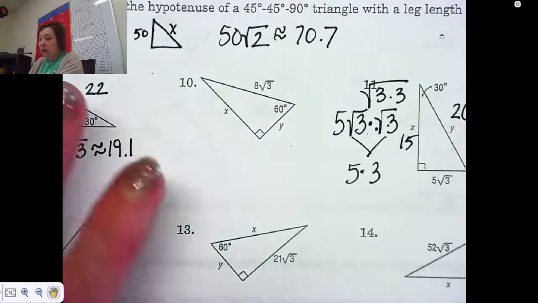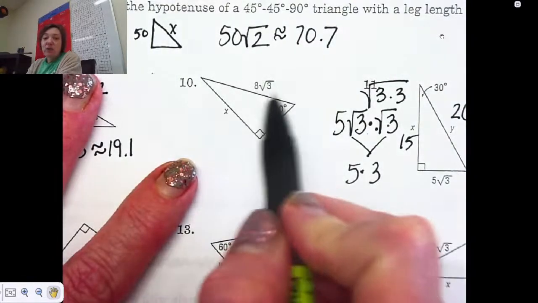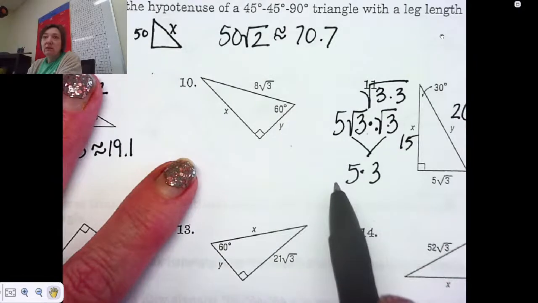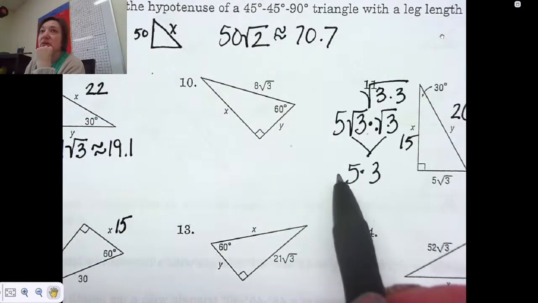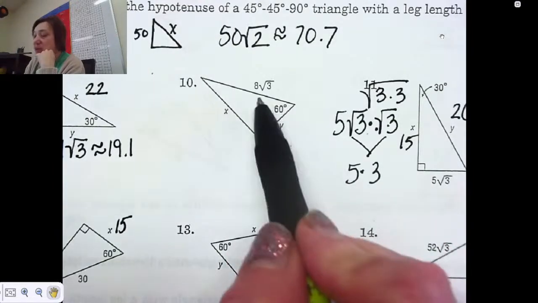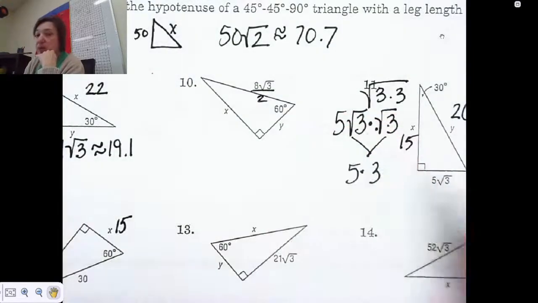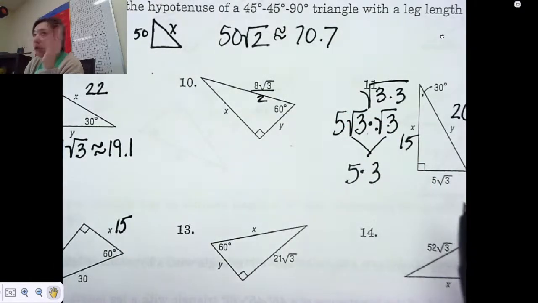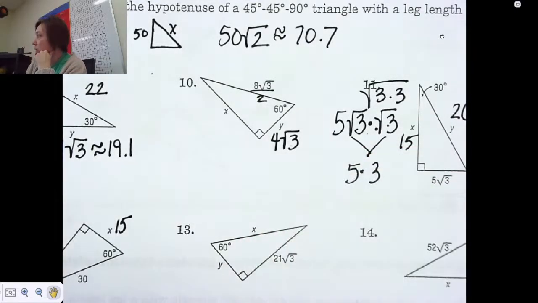Okay, so on number 10, we've got 8 square roots of 3 for the long side. So let's find the short side first. What do we do to find the short side? Divide this by 2. Now, when we divide this by 2, what part of this do we divide by 2? Just the 8. So we do 8 divided by 2. What is that? 4 square roots of 3.